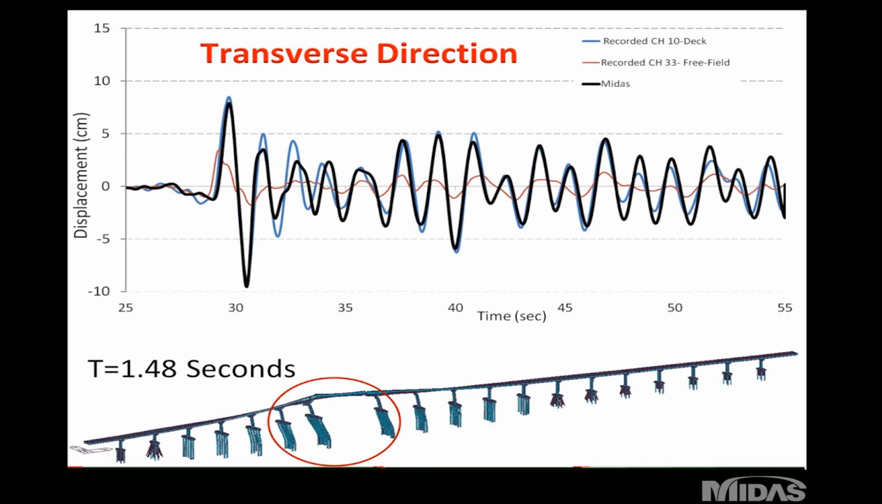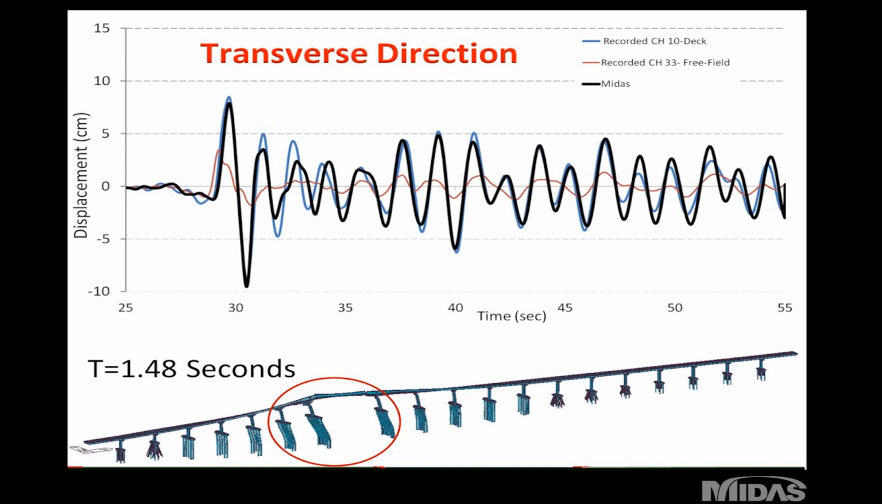Now, it's interesting to know that if you look at the peak to peak of the recorded motion, that basically gives you the predominant period of the structure, which is about 1.48 seconds. The number I get from Midas for the fundamental period in the transverse direction is 1.46 seconds. That's what I got from Midas, and the recorded motion is about 1.48 seconds. So now the question is, how could you get such a perfect match?